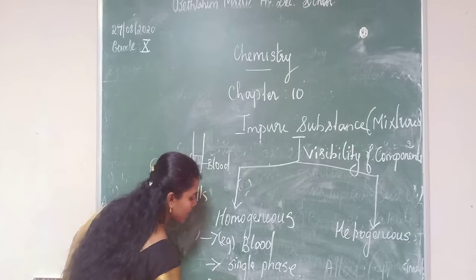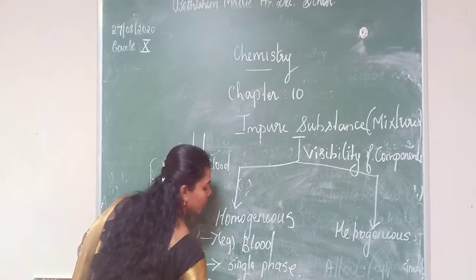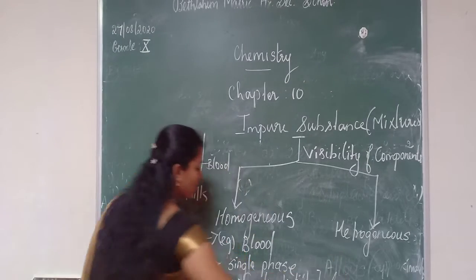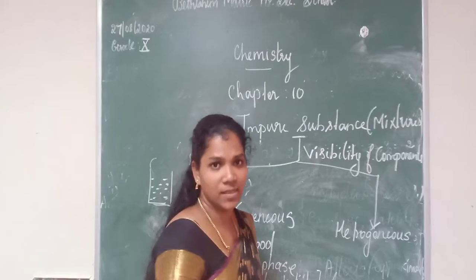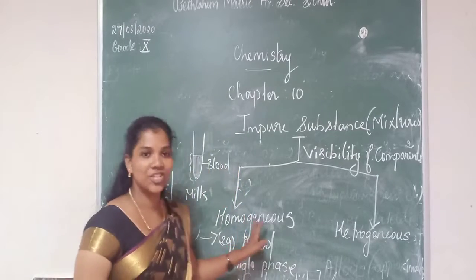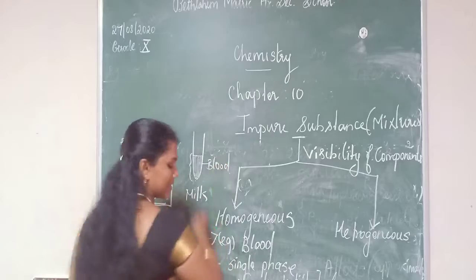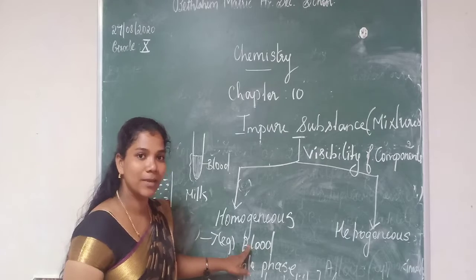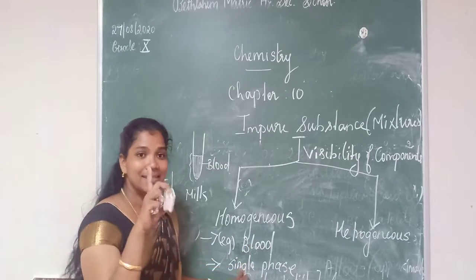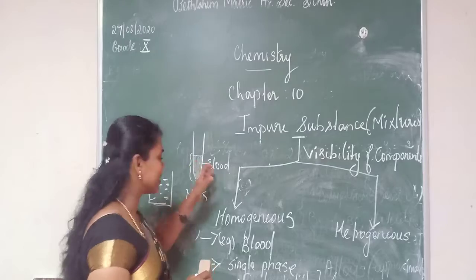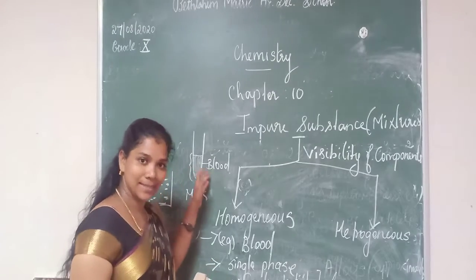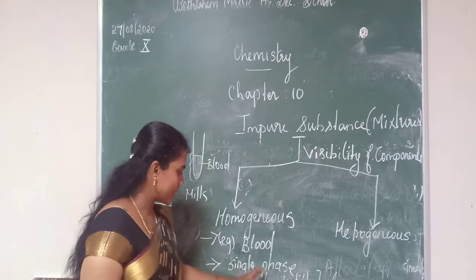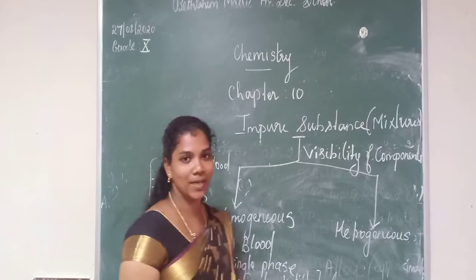And the components are uniformly distributed, and the components cannot be seen through our naked eye. Such mixtures are called as what? Homogeneous mixtures. Another example we can see. So, homogeneous means what? For example, blood. All the components in the blood are uniformly distributed and they exist as a single phase. We cannot differentiate RBC separately, WBC separately, platelets separately, and we can call that as what substance? Homogeneous mixtures. They are in a single phase and all the components are uniformly distributed.